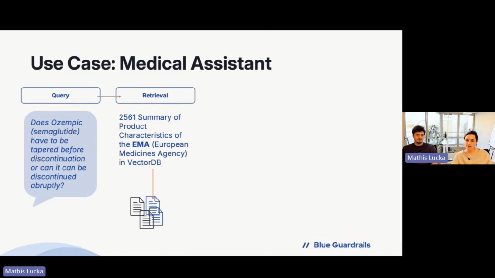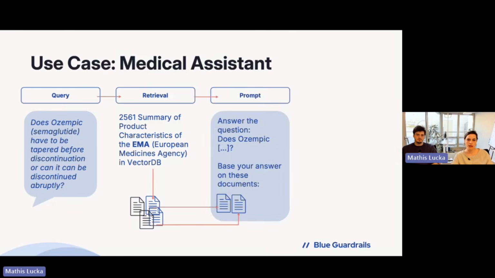Then we have a retrieval step that has access to more than 2,500 summaries of product characteristics. That's basically patient leaflets for medications, but more sophisticated, for doctors and pharmacists. They are published by the EMA, the European Medicines Agency. We stored those in a vector DB. So the retriever went and found the most relevant documents to the question that was posed.